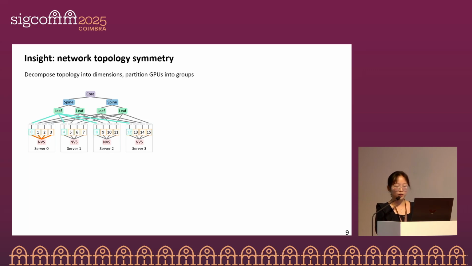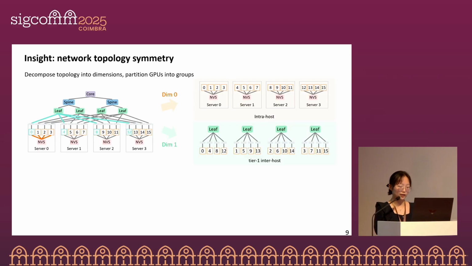We can see that the topology is composed of multiple dimensions, such as the intra-host and the tier 1 inter-host. In each dimension, we can partition GPUs into multiple groups. The first dimension is for the intra-server connections. In this dimension, we can partition GPUs into 4 groups. Each group contains 4 GPUs belonging to the same server. The second dimension is for the tier 1 network links. In this dimension, GPUs are also partitioned into 4 groups. Each group contains 4 GPUs connected to the same leaf switch.